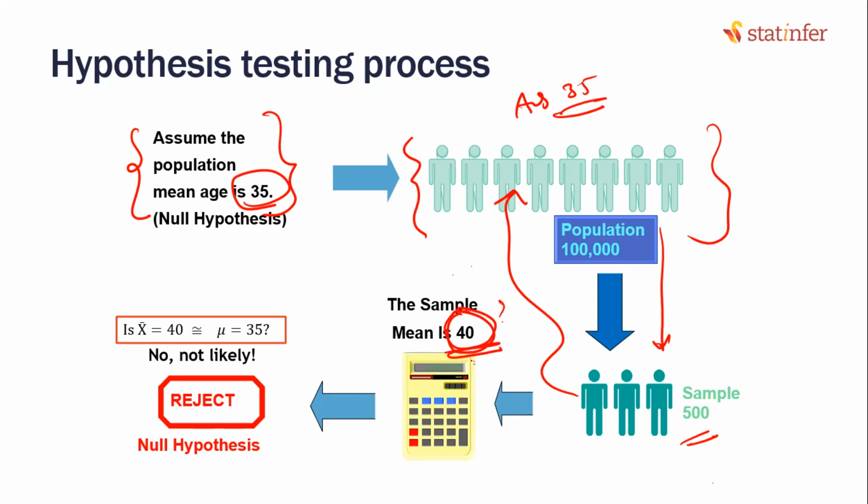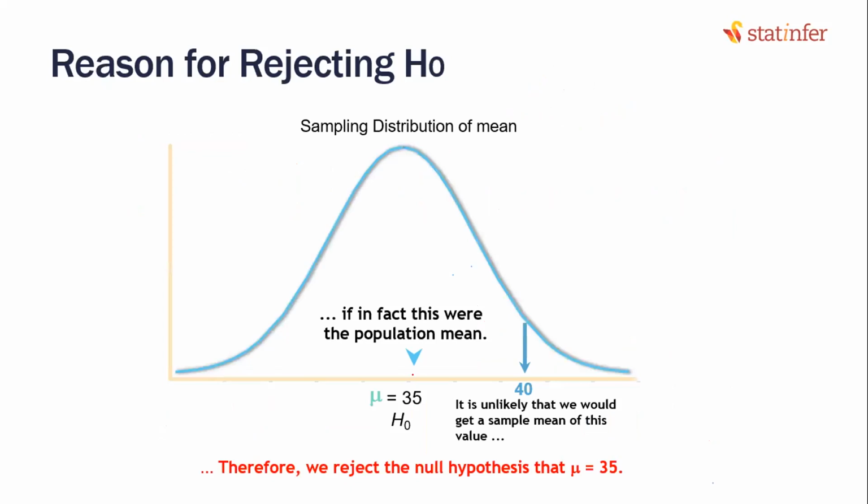Is it possible? Not likely, isn't it? So are you going to accept or reject? Is it truly coming from this population with average age 45? Not possible, isn't it? So you're going to reject the null hypothesis. Okay. So what are we going to do here? What is the reason for rejecting H0? H0 is known as null hypothesis.